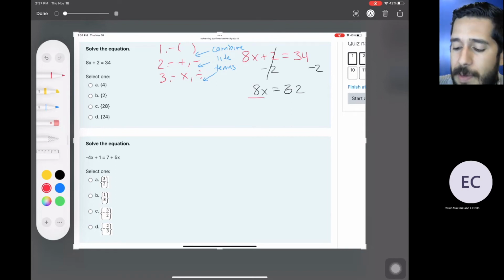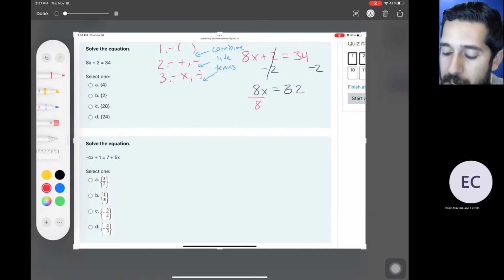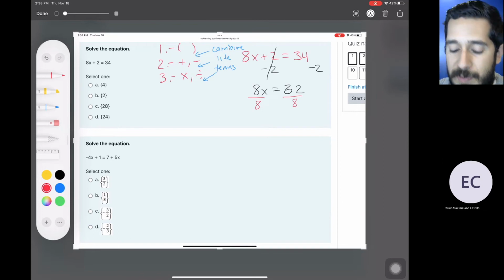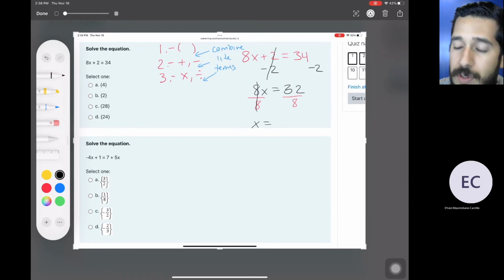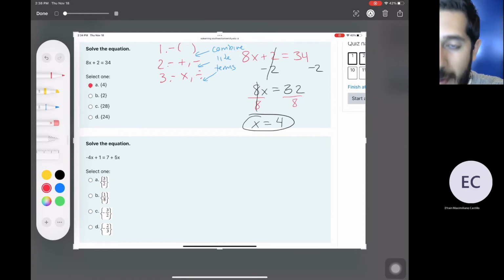I'm going to divide by 8, since the left side has a multiplying 8 right next to the x. If I divide the left side by 8, I have to divide the right side by 8. Those numbers cancel out. So x equals 32 divided by 8, which is 4. That's my solution. The solution is 4, or the set of numbers that includes only 4. That's my answer.